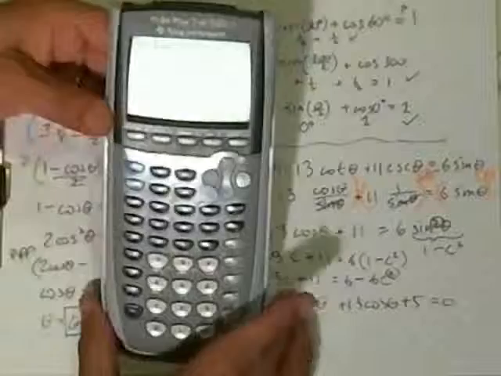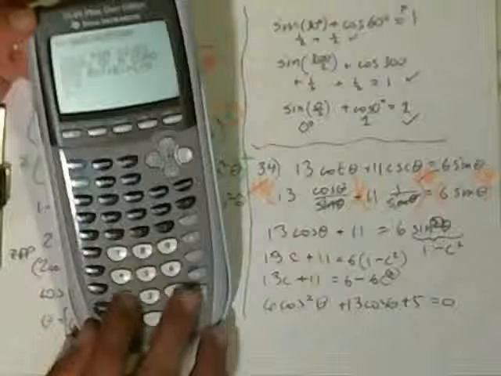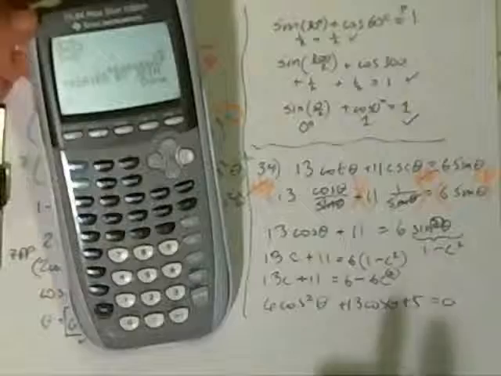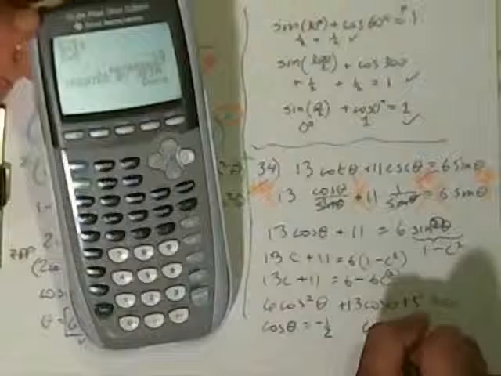Can't see it very well. From ax squared plus bx plus c equals 0. A is, in my case, a is equal to 6, b is equal to 13, c is equal to 5. Holy cow. It says cosine of theta is equal to negative 1 half, and cosine of theta is equal to negative 5/3.